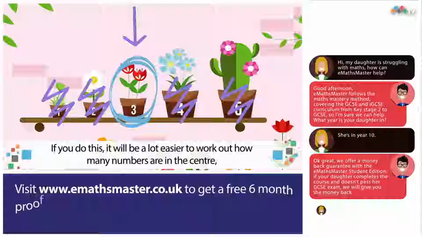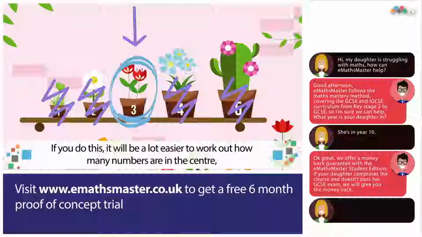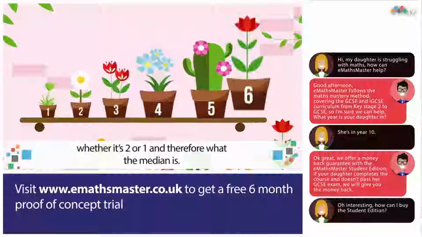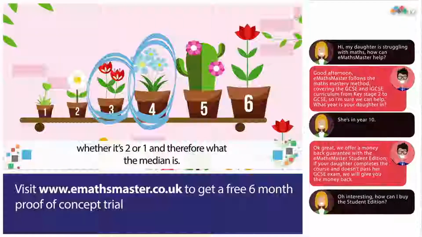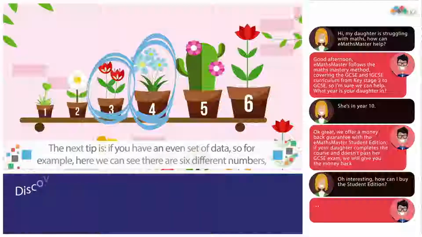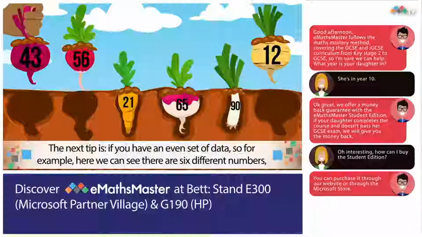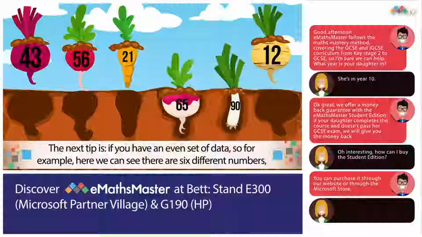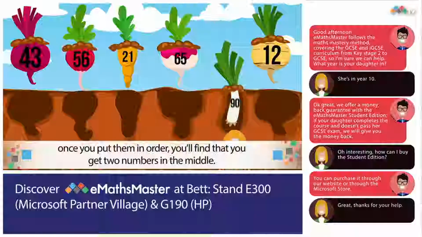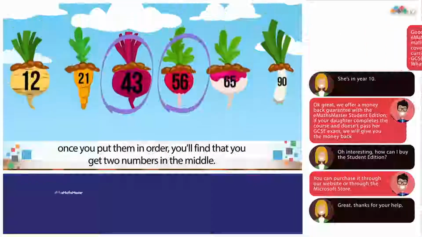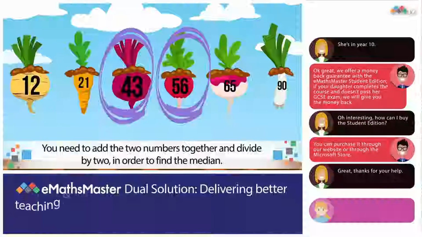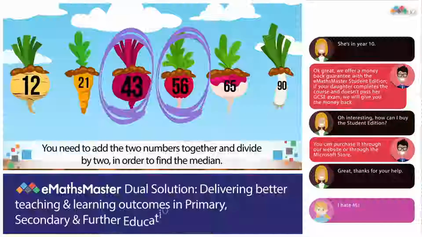If you do this, it will be a lot easier to work out how many numbers are in the centre, whether it's 2 or 1, and therefore what the median is. The next tip is, if you have an even set of data, so for example, here we can see that there are 6 different numbers. Once you put them in order, you'll find that you get 2 numbers in the middle. We need to add the two numbers together and divide by 2 in order to find the median.